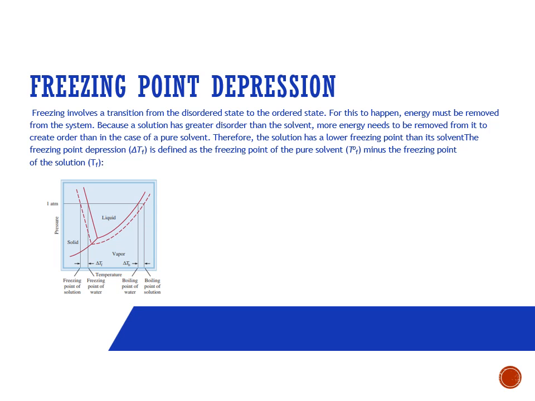Meron silang sariling place. So, for this to happen, energy must be removed from the system. Because the solution has greater disorder than the solvent, more energy needs to be removed from it to create order, than in the case of the pure solvent. Therefore, the solution has a lower freezing point than its solvent. The freezing point depression is defined as the freezing point of the pure solvent minus the freezing point of the solution.